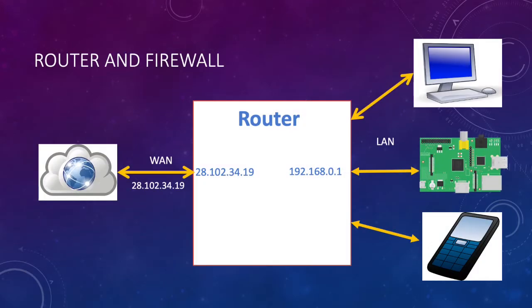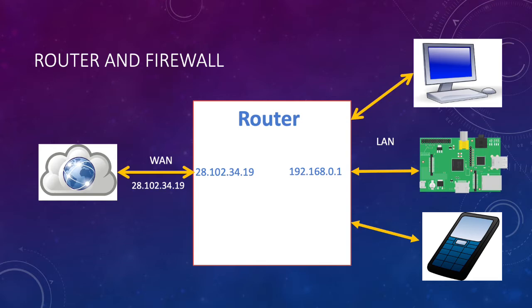The basic function of the router is to connect to the internet on one side of the router and to your computers and devices on the other side. The internet side is often called the WAN, the Wide Area Network. The router has an address on the internet called the IP address. Any information sent to this address on the internet goes to your router.